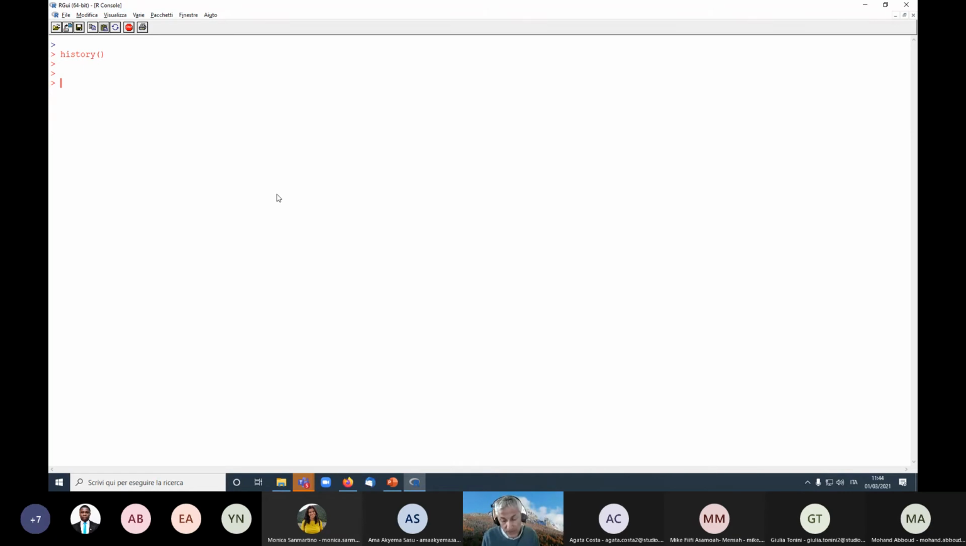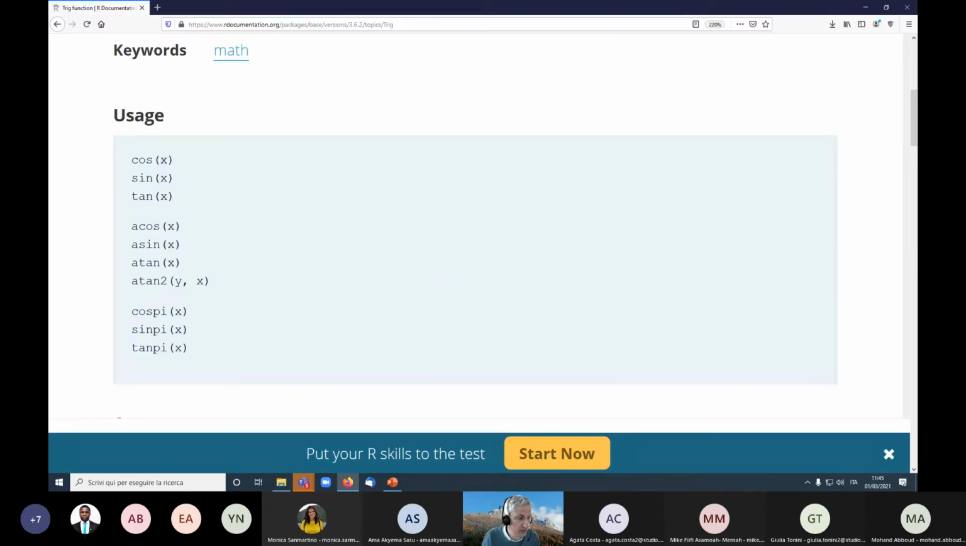First of all, independently of your platform, you may save everything by quitting. Quit the program can be obtained with the function q, with no arguments. And then if you press return, you get a question, would you like to save your working space? If you press yes, like I'm doing now, let me press yes, you get out from the program.